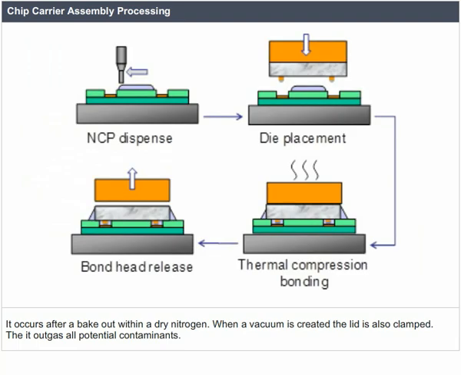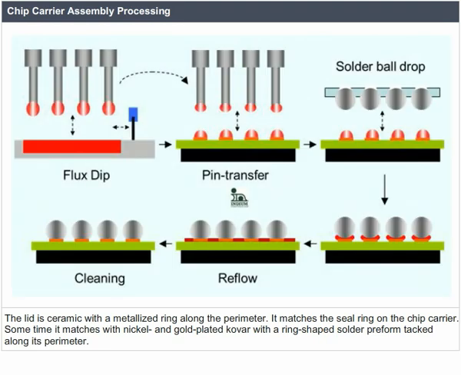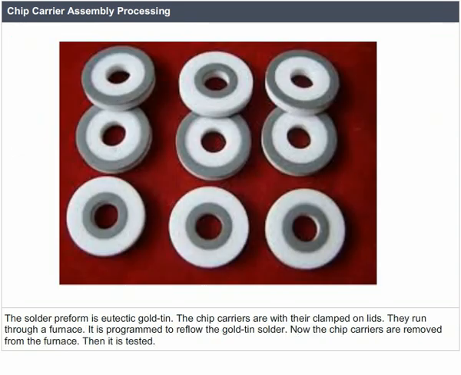When a vacuum is created, the lid is also clamped. Then it outgasses all potential contaminants. The lid is ceramic with a metallized ring along the perimeter. It matches the seal ring on the chip carrier. Sometimes it is a nickel and gold-plated cover with a ring-shaped solder preform tacked along its perimeter. The solder preform is eutectic gold-tin.